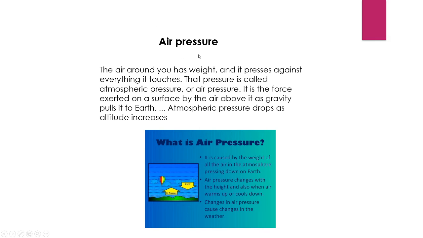Now, what is air pressure? The air around you has a weight and it presses against everything it touches. That pressure is called atmospheric pressure or air pressure. It is the force exerted on a surface by the air above it as gravity pulls it to the earth. Atmospheric pressure drops as altitude increases.